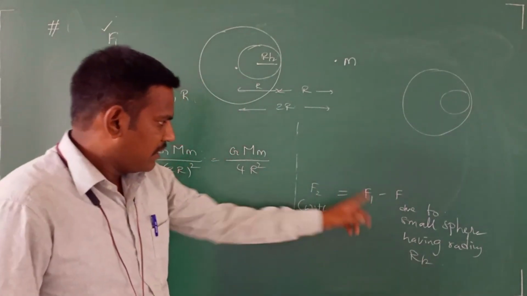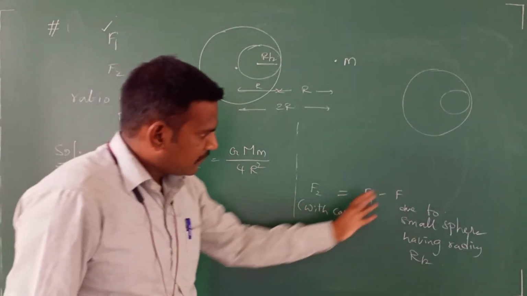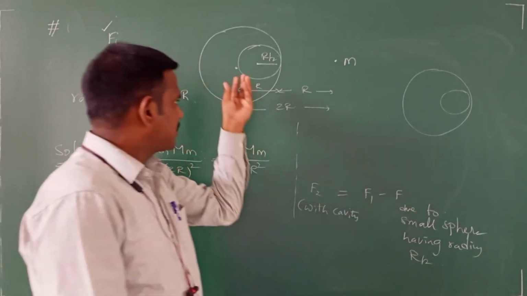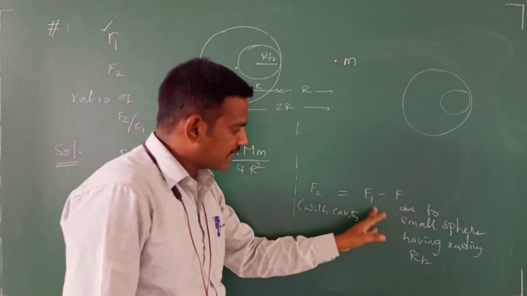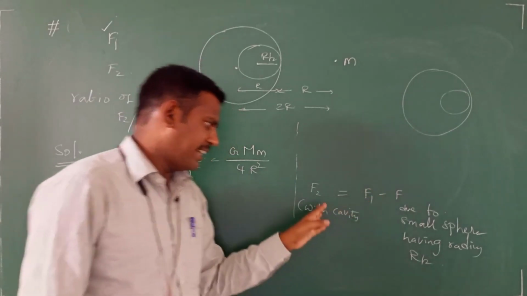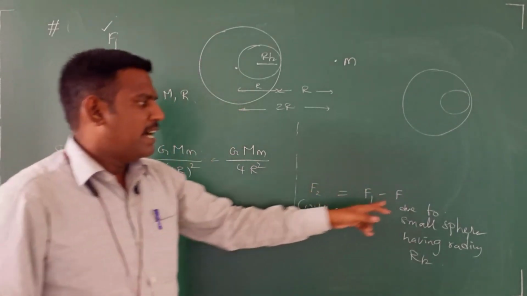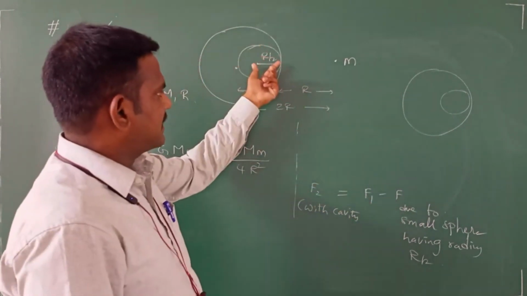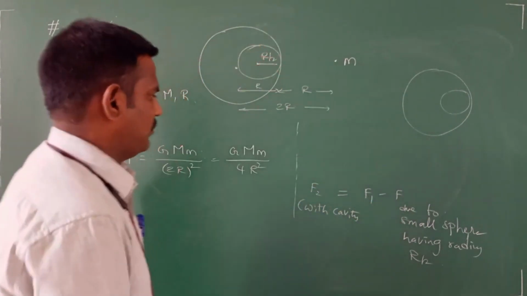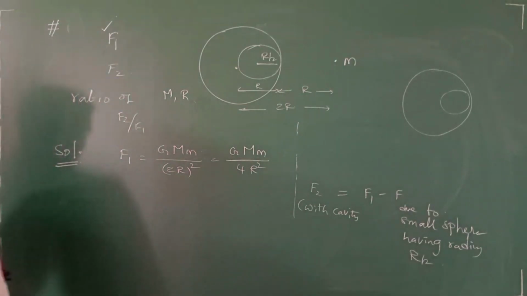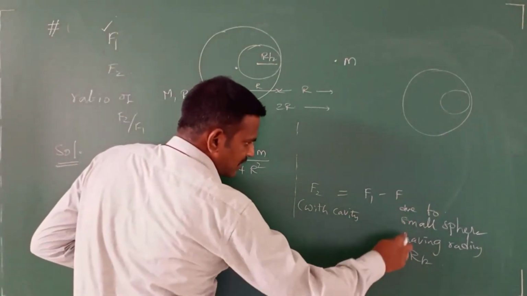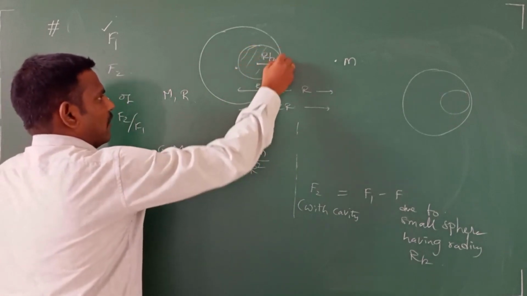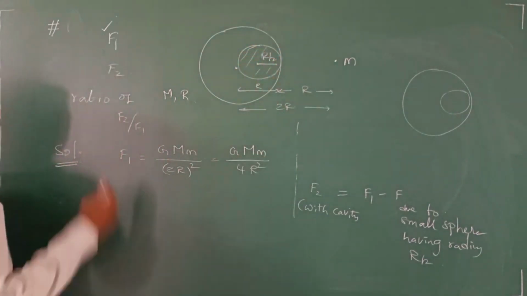Actually, F1 is nothing but the force with cavity plus the force due to the small sphere, which is the force of attraction between the sphere and mass without cavity. F1 is without cavity, F2 is with cavity, and F prime is the force of attraction between the small sphere having the radius of r by 2 and the point mass. Okay? So now if I want to find the force due to the small sphere, I just want to know what mass it will have, correct or not? Then how to find that mass?